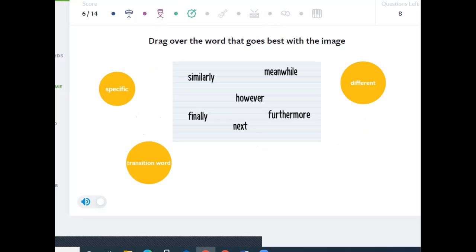All right, drag over the word that goes best with this image. Here's a list of words: similarly, meanwhile, however, furthermore, next, finally. Does that mean different? Doesn't make much sense. Specific? That doesn't make much sense. Oh, these are a group of words, and transition words are a group of words that we use when we compare and contrast. So I'm going to say that these are transition words.